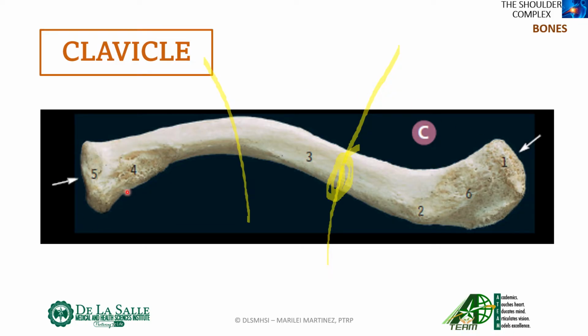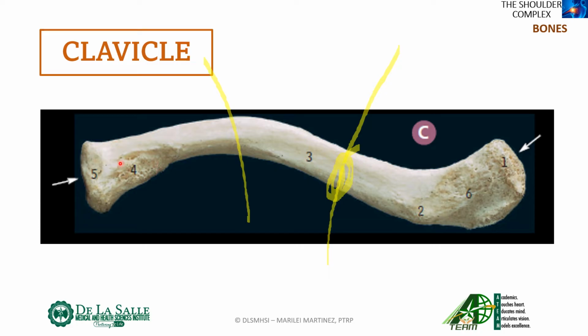And if this is the medial side of the clavicle, therefore, this is now the sternal end of the clavicle that articulates with the sternum to form the sternoclavicular joint. And this one is the acromial end of the clavicle that articulates with the acromion of the scapula to form the acromioclavicular joint.